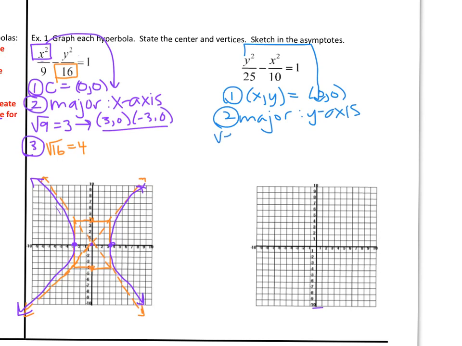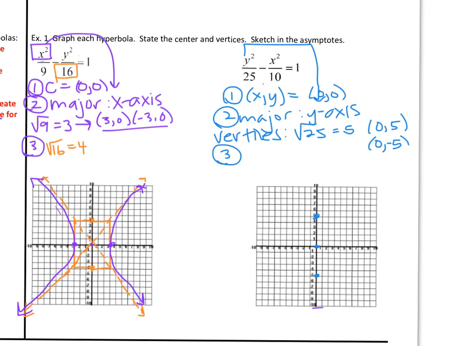So then to get our vertices, we go square root of 25, which is 5. If we go up 5, we'll be at (0, 5). Down 5 is (0, -5). Let's plot these three key points. And that's all we really need to plot for coordinates for our hyperbola. Now let's take a look at our asymptotes. We're going to create that rectangle again.